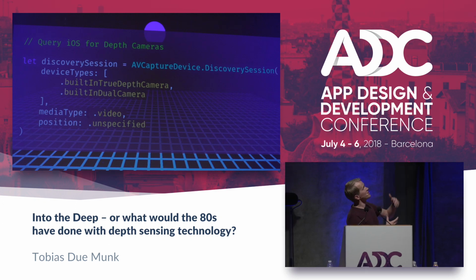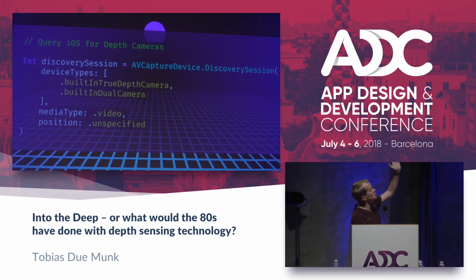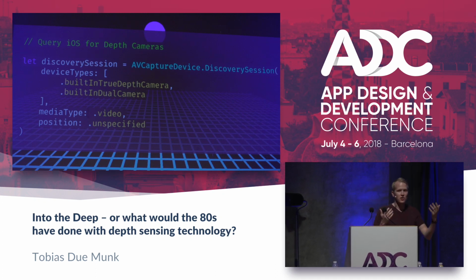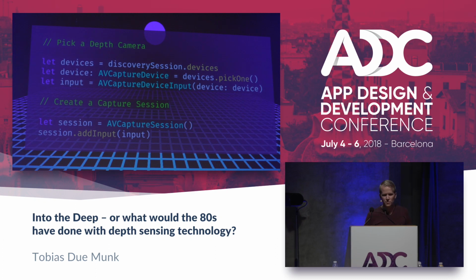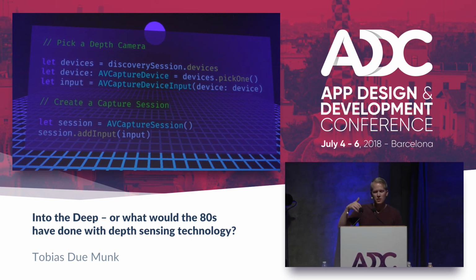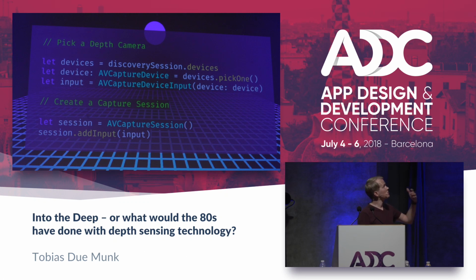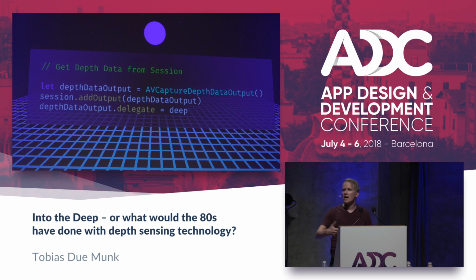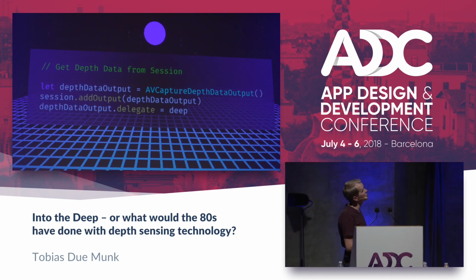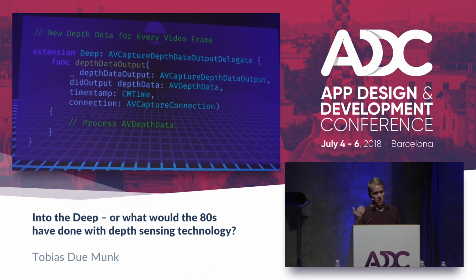Here I'm setting up a discovery session that is looking for a true depth camera or a dual camera, and I want video. I want it to be live, to be fun. So we ask for some devices based on these requirements that we put up, that we want depth. We select one of the devices, and then we create a session, and we add the input to the session. Now we want to have data out of the session. We create a depth data output, add it as an output to the session, and then we put on a delegate on the output to get a callback every time we have a new frame of depth data.